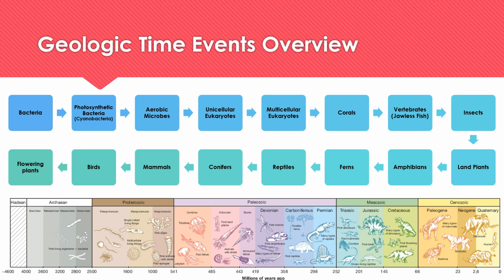Then multicellular eukaryotes. Then corals. Then you get vertebrates, specifically jawless fish. Then insects, then land plants, then amphibians, then ferns, then reptiles, then conifers, which is a type of tree, like a pine tree sort of tree, then mammals, then birds, then flowering plants. And there's different reasons why we see these orders of things. But again, this is also reflected in the diagram at the bottom.